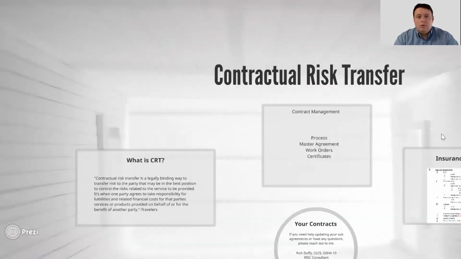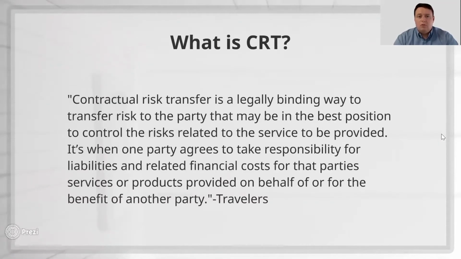So the first question you have is, what is contractual risk transfer, or CRT? Basically, it's a sub-agreement, right? So contractual risk transfer is a fancy way of saying shifting the risk onto the party who's in the best position to control whatever job site or service is being worked on or performed. And I'll let you go ahead and read that. You don't need me to read it to you.